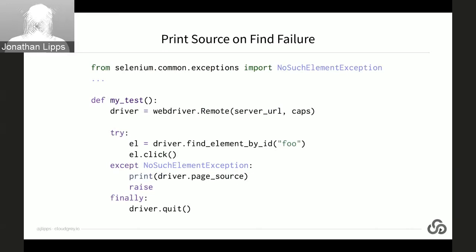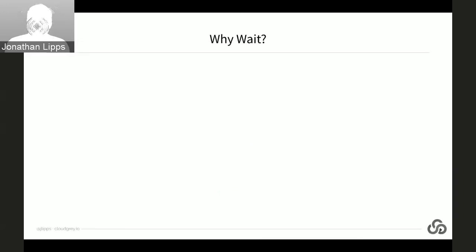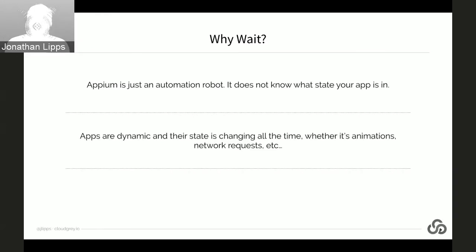Okay, moving on from finding elements to waiting for app states. Why do we need to wait for app states? This is because Appium is just a dumb robot. It doesn't actually know what state your app is in the way that a human user would. Apps are dynamic. Their state's changing all the time. It's doing some kind of animation. It's making a network request. It's changing the view and so on.